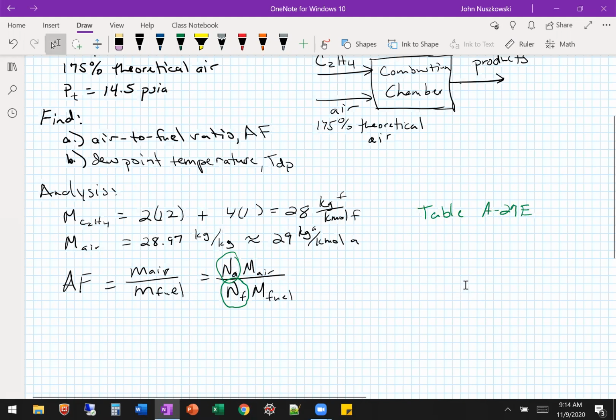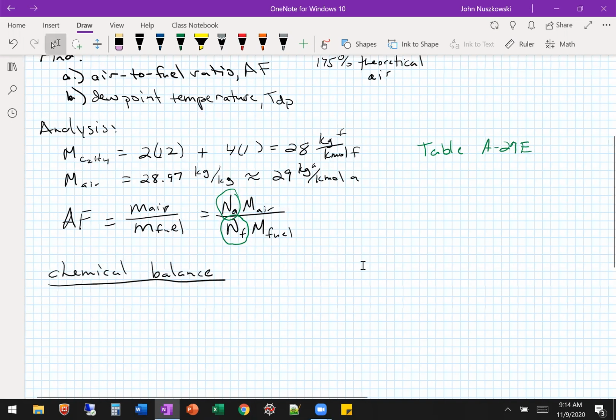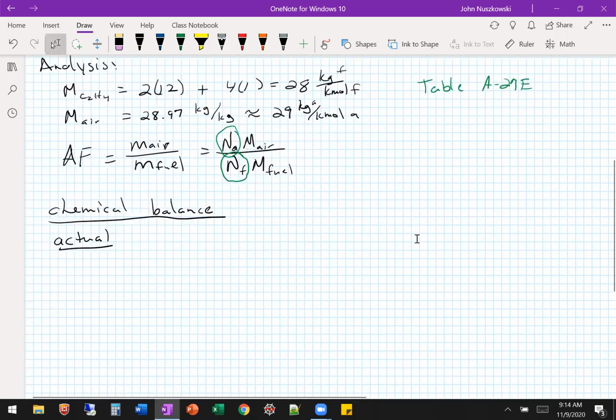All right, so this is where we do our chemical balance. Let's set it up. I'm going to start with the actual chemical balance. We have C2H4, and then we have to figure out, I'll leave that blank for now.